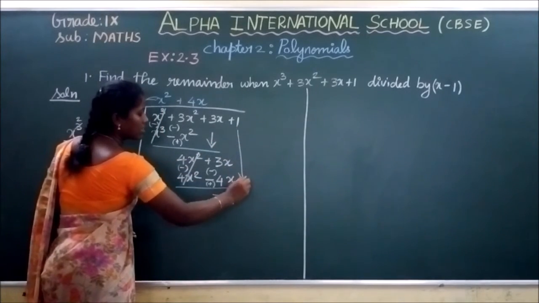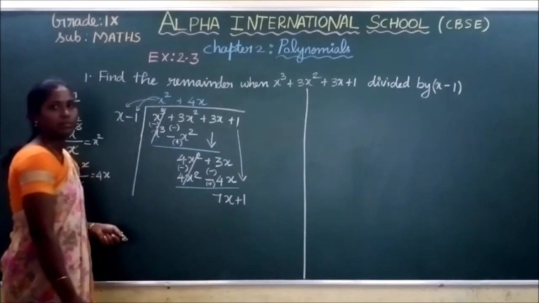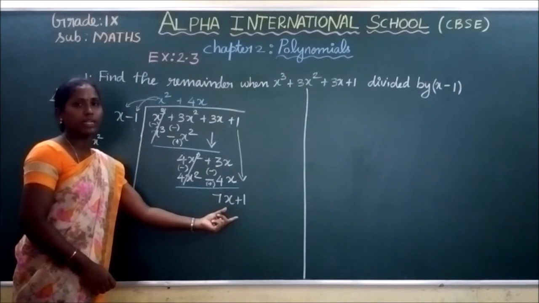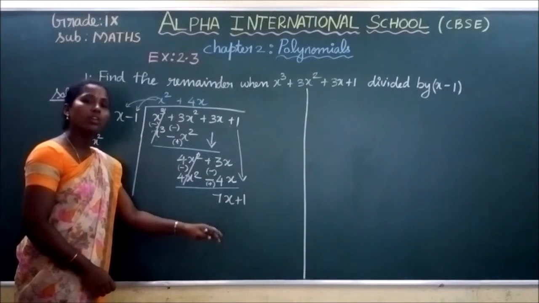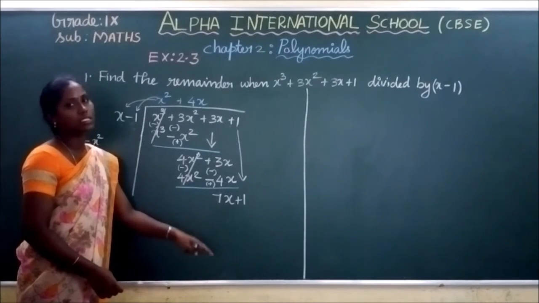So take the next term down. So what is it? Plus 1. So put plus 1. Again we are getting some variable and constant. So again you have to divide it until you are getting 0 or constant. You have to continue this step until you are getting any constant or 0.